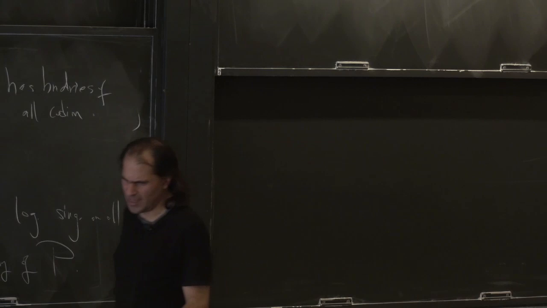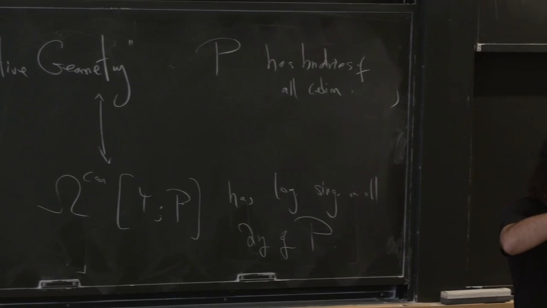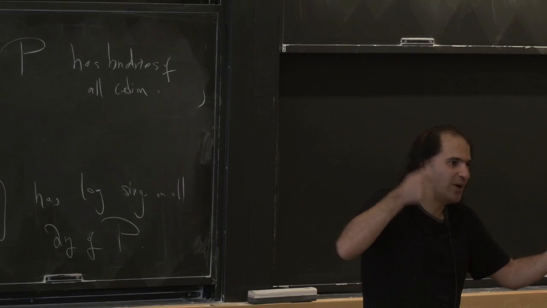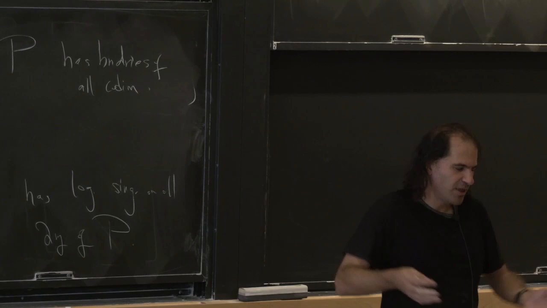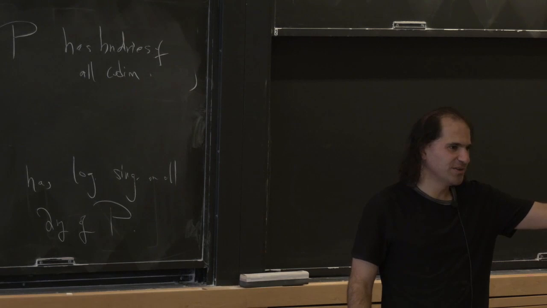Okay, any questions? Yes? What do you mean by boundaries of all codimension? Well, just like what we saw in our example. We have a polygon, and it has boundaries, because I want to be able to take residues. I have some top form, and I want to be able to take residues all the way down to zero forms. In the case of the polygon, if the polygon itself is two-dimensional, it has one-dimensional boundaries, and it has zero-dimensional boundaries, the corners. If I'm going to talk about some more complicated three-dimensional shape, it has to have two-dimensional boundaries, the facets, one-dimensional boundaries, edges, and corners. Okay?